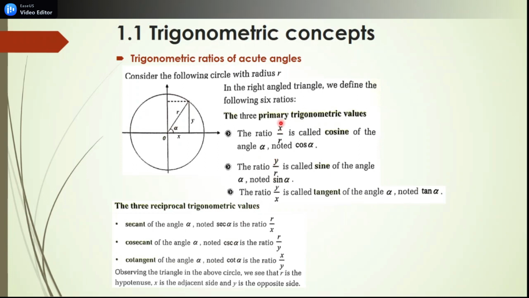Then we take the three reciprocal trigonometric values. It is the inverse of the primary trigonometric values. When we invert cosine, for example, we will get r over x. When we invert sine, we will get r over y. When we invert tangent, we will get x over y. It is simple. This one is secant, the inverse of cosine. This one is cosecant, the inverse of sine, r over y, as you see here. When we invert tangent, we get x over y, the cotangent.